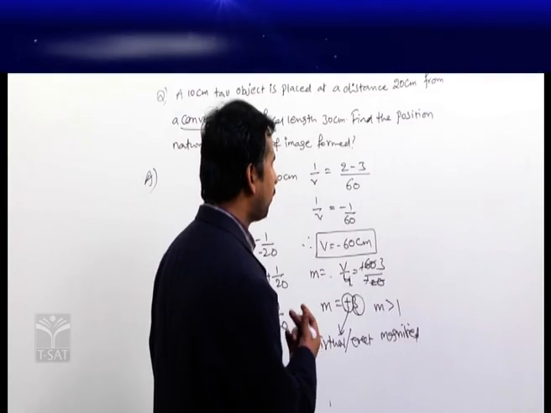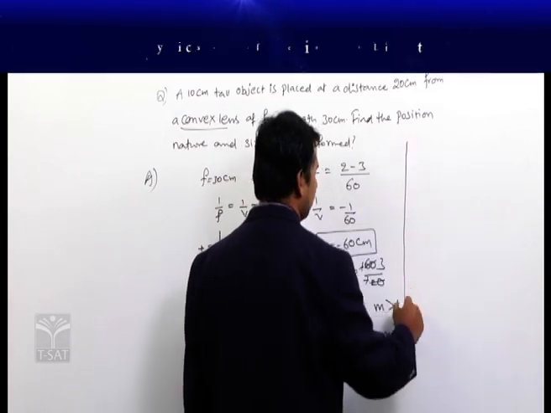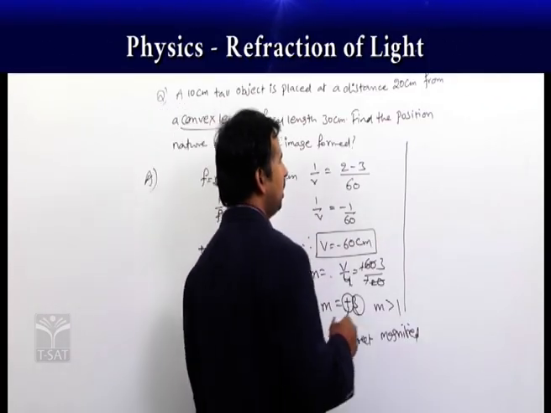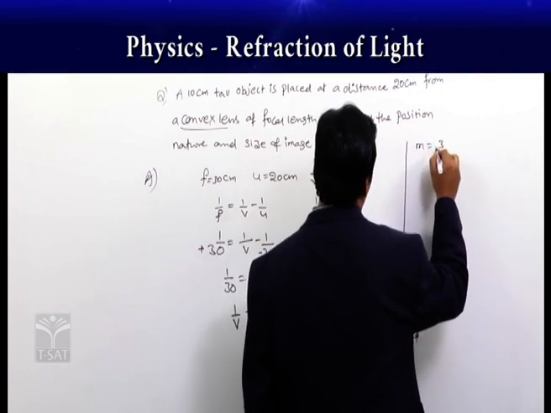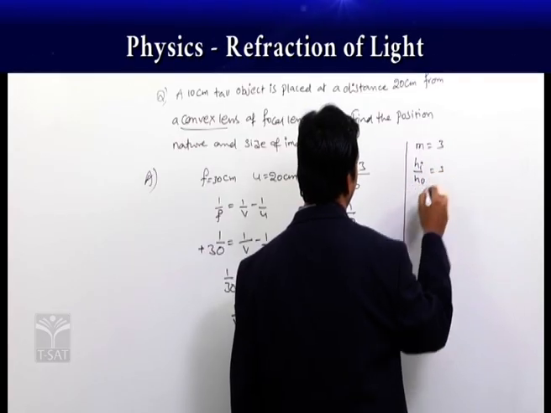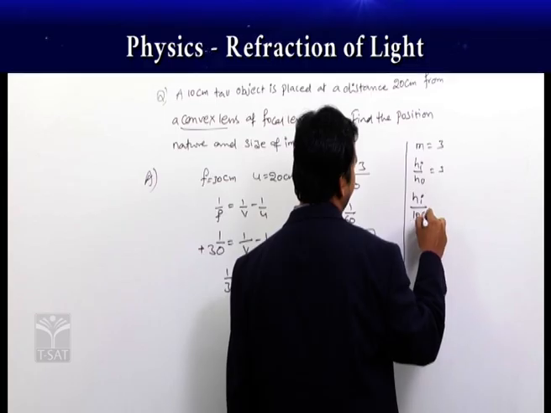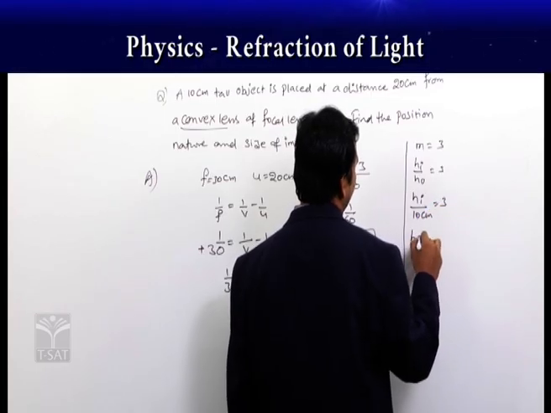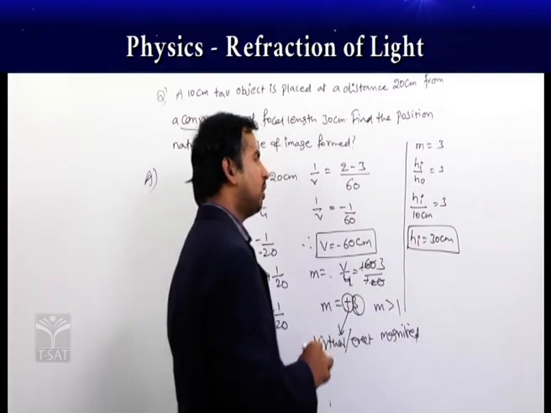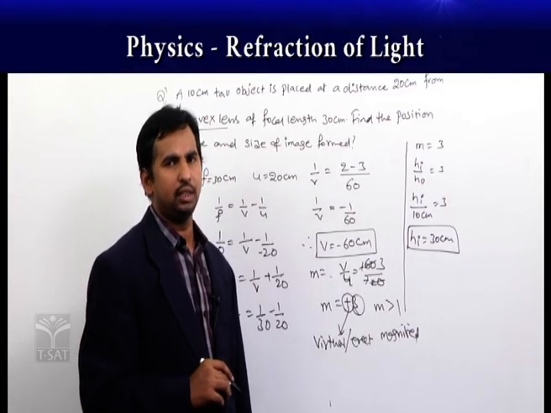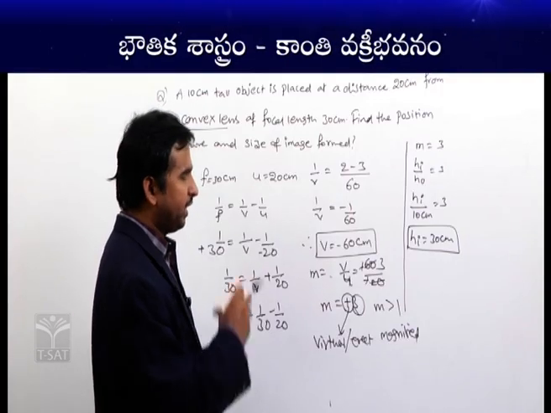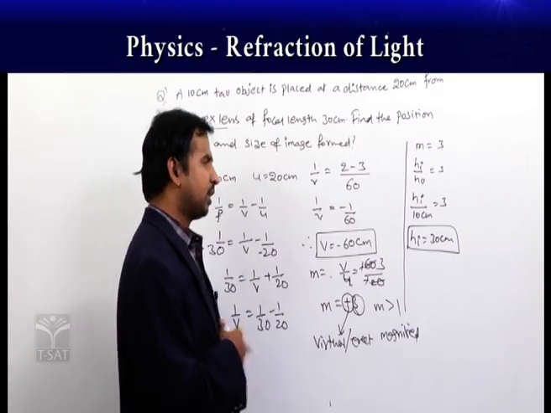Then, if you want to find the size of the image being formed, we know that the object height is given as 10 centimeters, and we calculated the m value, which is 3. Then, by the magnification formula, height of the image by height of object is equal to 3. The height of the object is 10 centimeters, so the height of the image becomes 3 into 10, that is 30 centimeters. So the height of the image formed here is 30 centimeters, whereas the object size is only 10 centimeters, so we are getting a magnified or enlarged image.